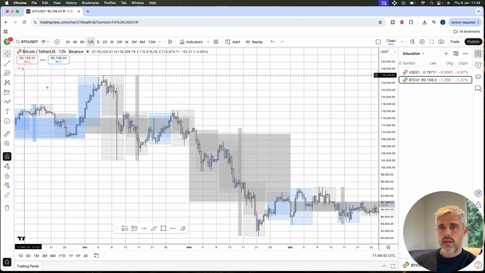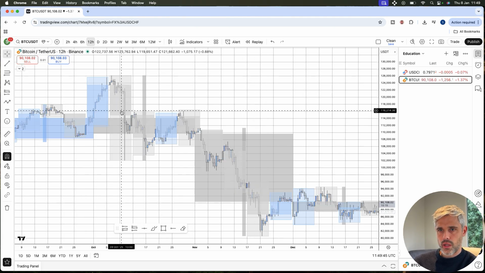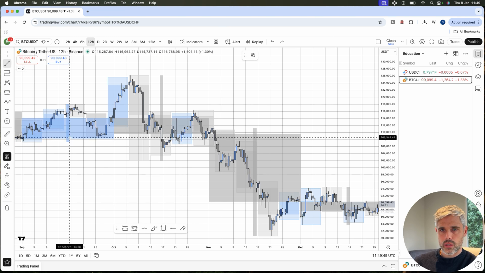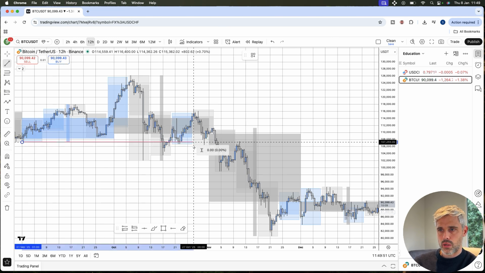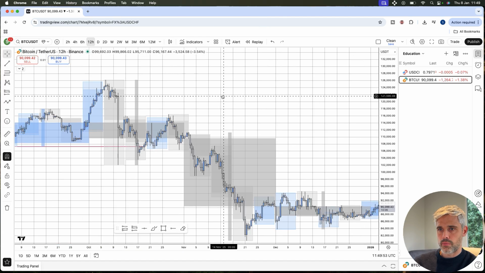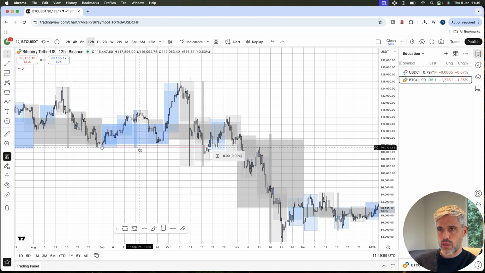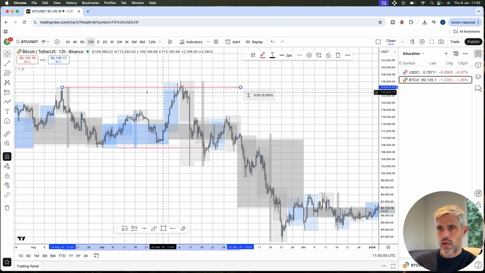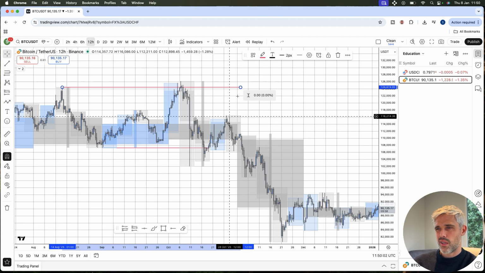So if you look at Bitcoin, here we have a, there is the monthly candle's low. So price sweeps below this monthly candle's low. What you can see is that it's already taken the high of this market. So there's no reason really for price to sustain.